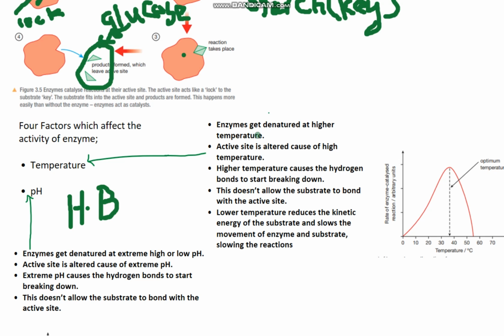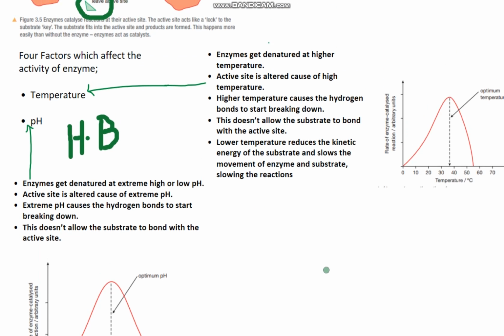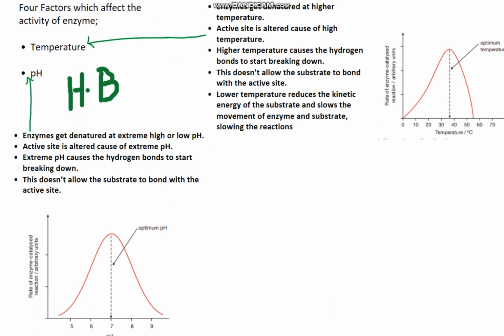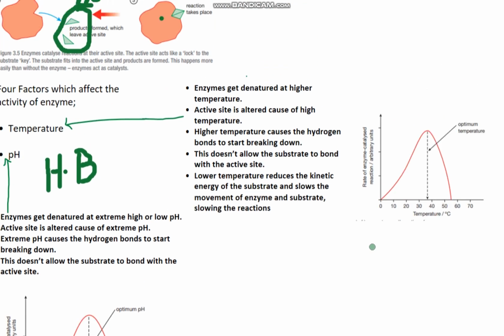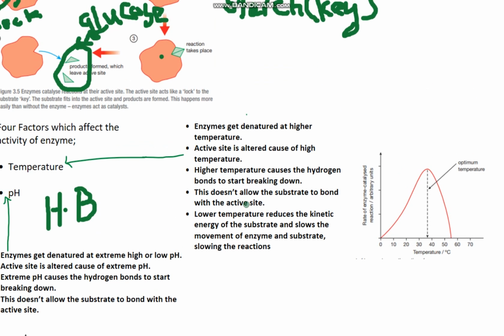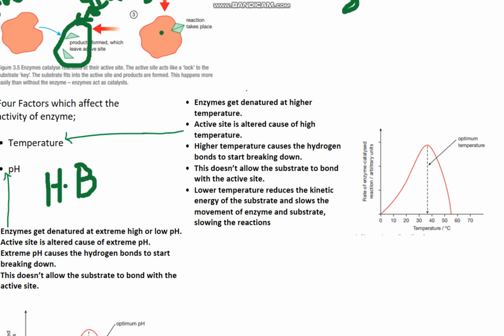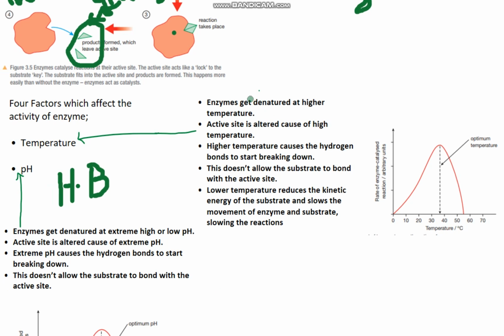At higher temperature, the enzymes start to get denatured. Denatured means eventually they are ending up dead. It means the enzymes are getting broken down and they are being affected by higher temperature. So when enzymes reach a higher temperature, they eventually start to denature and they start to die. There's a reason.